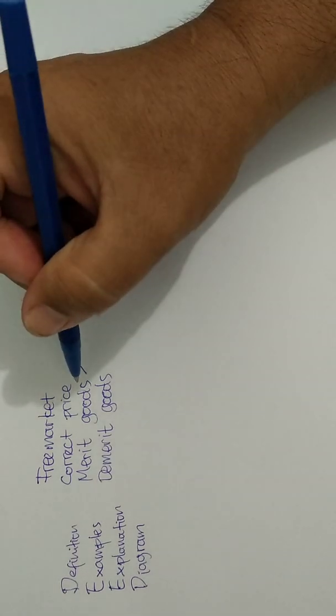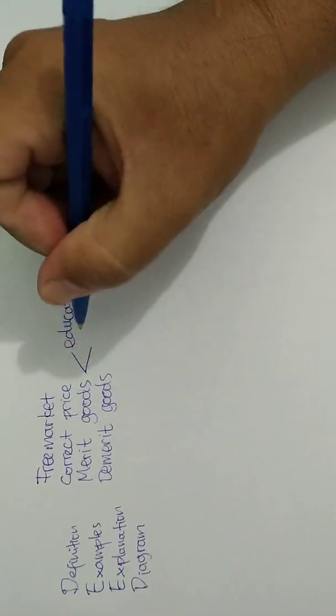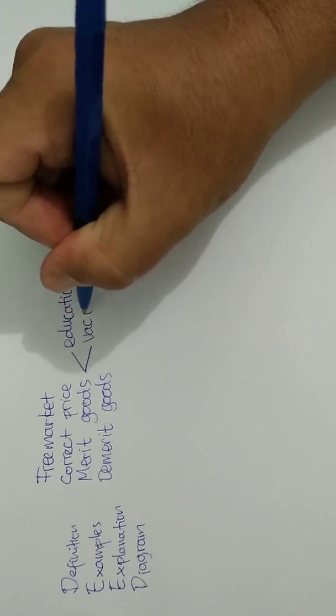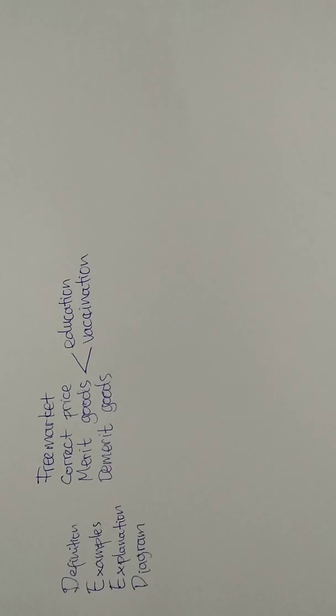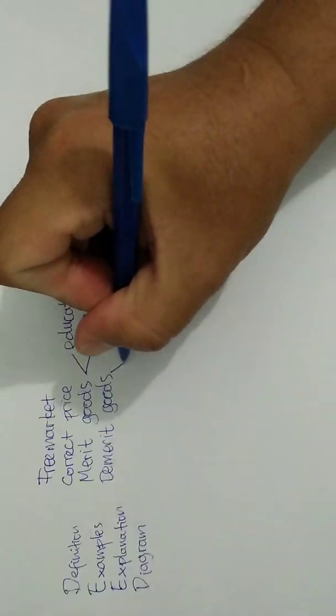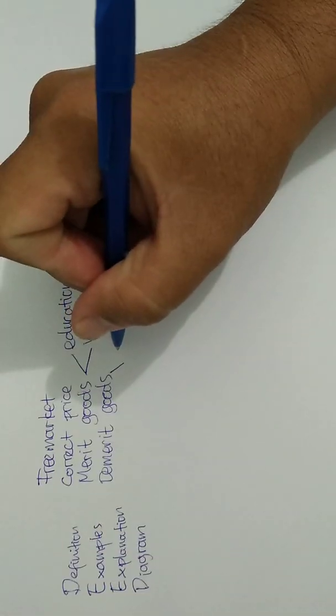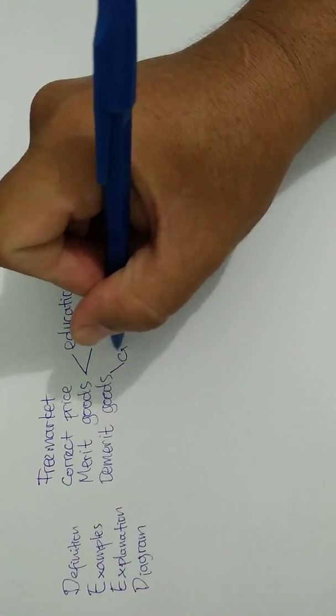Other than education, you might also want to write vaccination. Okay? Because vaccination will be able to provide protection for those people who don't consume immunization. Now, for the demerit good, what kind of goods will you write? Okay, the most common example of demerit goods is cigarette.